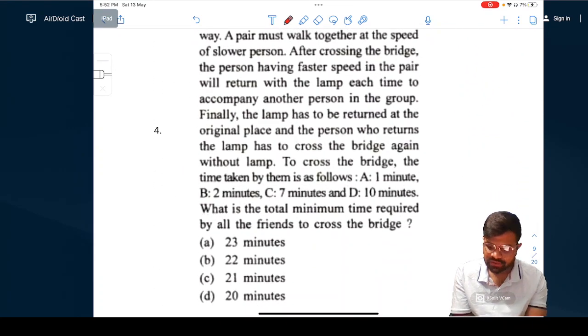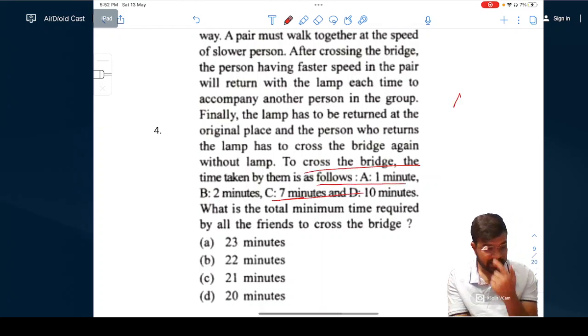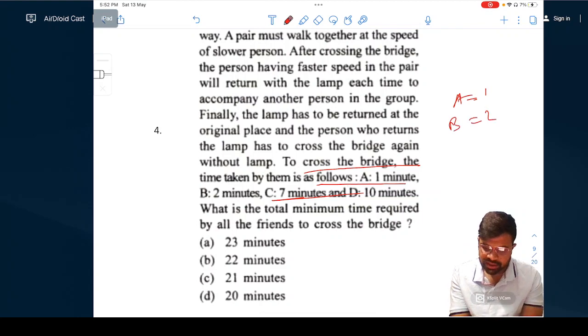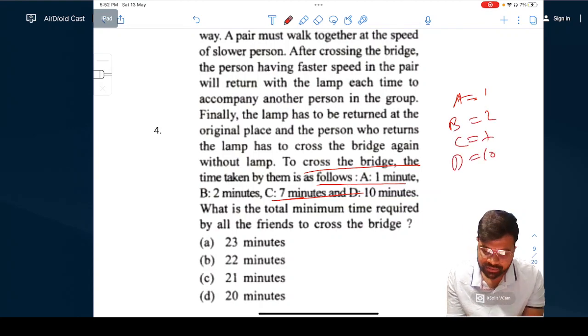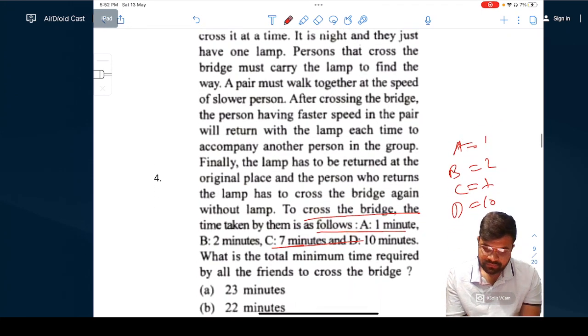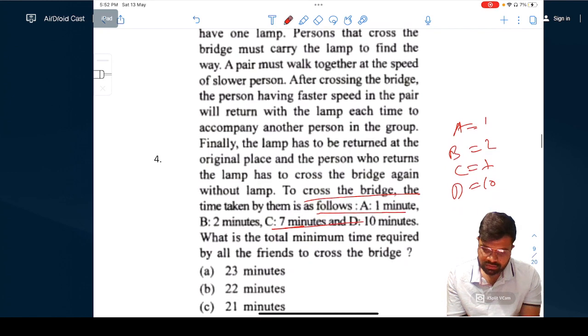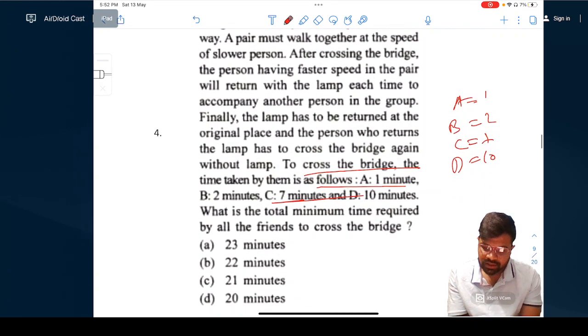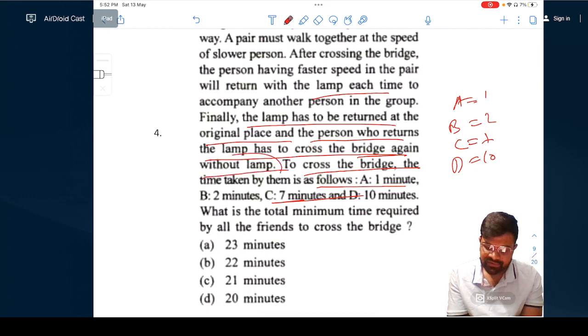This question we have already done in class, to cross the bridge. So it will be like A is taking 1 minute, B is taking 2 minutes, C is taking 7 minutes, D is taking 10 minutes. This question was a time killer, not because of the toughness, but because this seems like a passage question. The lamp has to be returned to the original place, and the person who has the lamp has to cross the bridge again without the lamp. This last point is the main point.